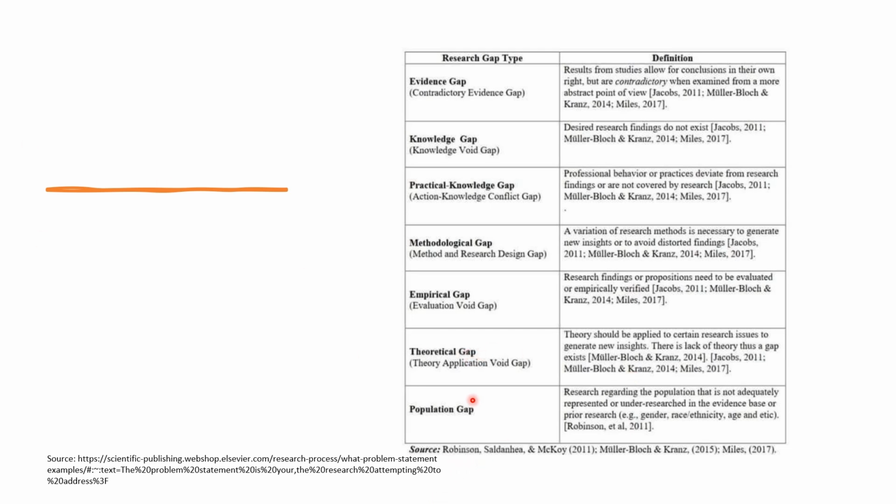And finally, we have the population gap. This happens when the population is not adequately represented or is under-researched in the evidence base or prior research. A population gap could be in terms of gender, race or ethnicity, age, etc. Say, for example, there is research on stress, but this research is highly focused on white races. What if there is a difference in how black or other races deal with stress? So it presents us with a population gap.